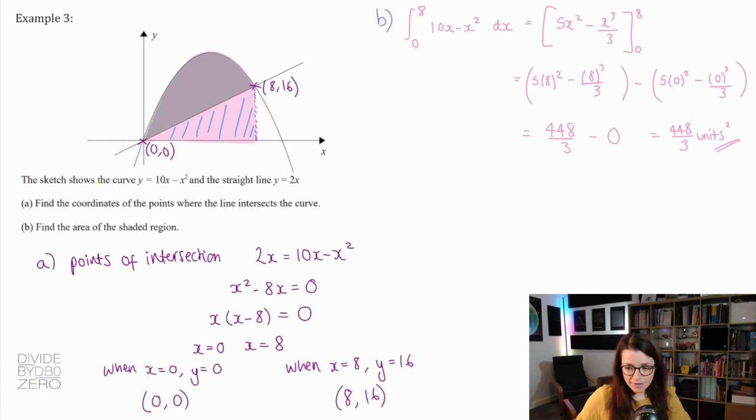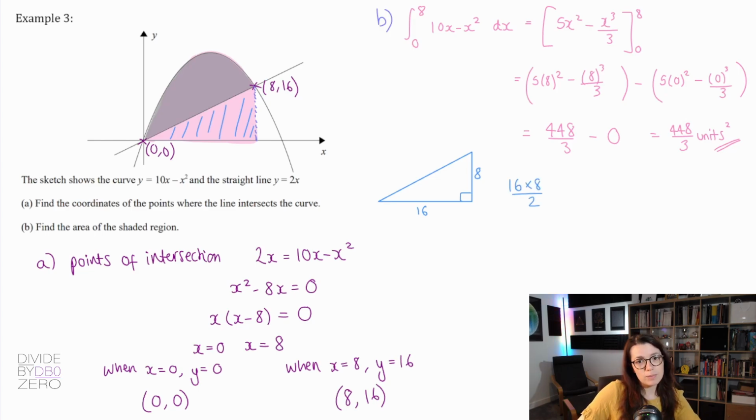Again, that's not our final answer because we don't want to include that blue part on the diagram, which is just a right-angled triangle. We can use the coordinates of the points of intersection to help us to get the dimensions of that triangle. Hopefully you can see it's going to be 16 across and 8 up. So the area is just 16 times 8 divided by 2, base times height divided by 2, or half times base times height, whatever you prefer.